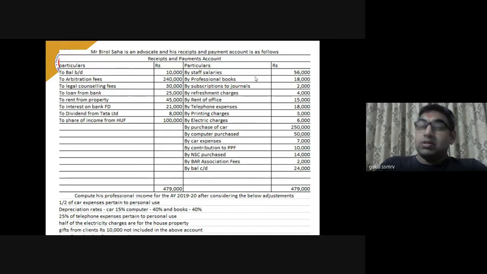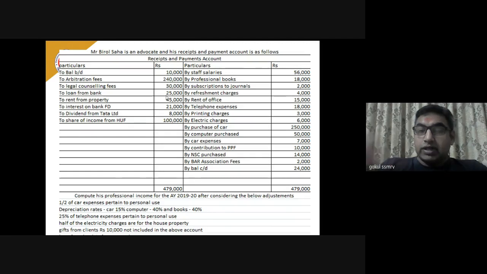In the same way, Mr. Birol Saha is an advocate and his receipts and payments are as follows. Balance brought down 10,000. Arbitration fees 2,40,000. Legal counseling fee 30,000. Loan from bank 25,000. Rent from property 45,000. Interest on bank fixed deposit 21,000. Dividend from Tata Limited 8,000. Share of income from HUF, 1 lakh.